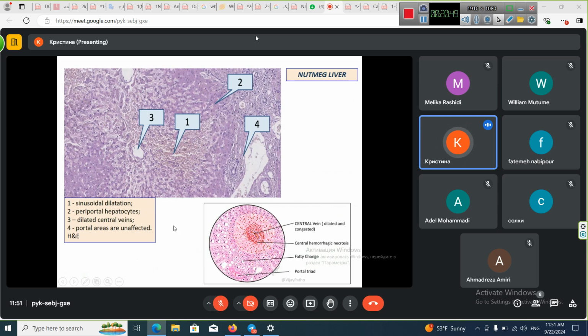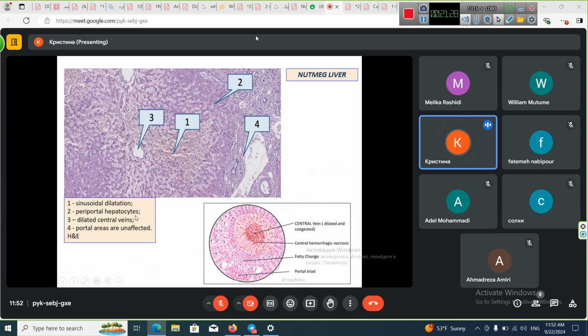So what we see in histological specimens is this picture from the presentation. Number 1 shows sinusoidal dilation. Sinusoids here are the non-stained areas between hepatocytes. Hepatocytes are eosinophilic, they are here. So the areas between them are sinusoidal capillaries. They are dilated, it means that they have a very wide diameter.